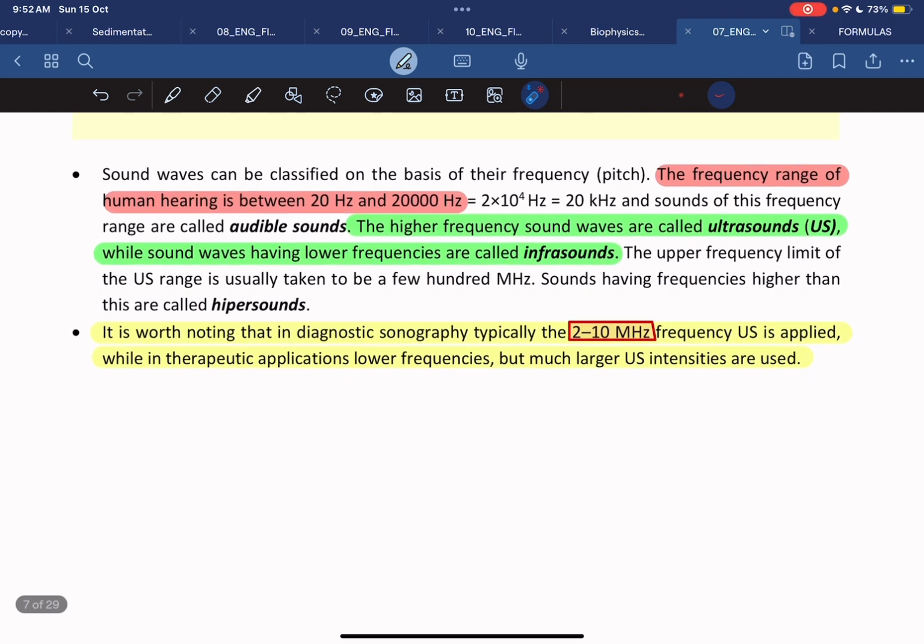It is worth noting that diagnostic sonography typically uses 2 to 10 megahertz frequency. Okay, very important to know, guys. So yeah, therapeutic applications use lower frequencies, but much larger ultrasound intensities are used.